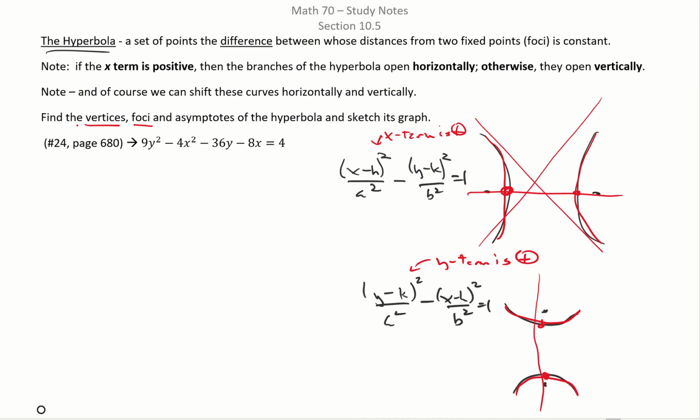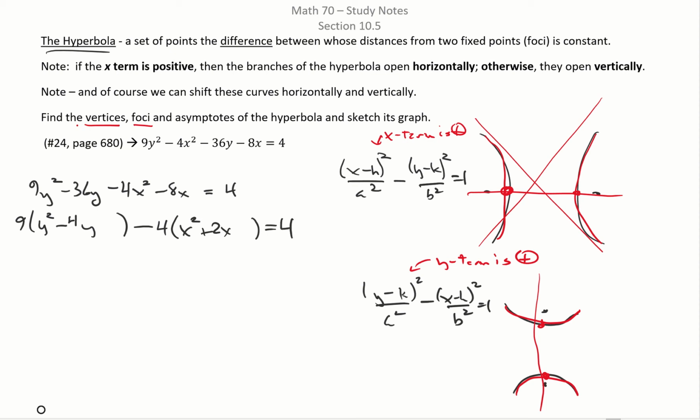Ready? Let's do it. So what we have to do in this case, again, is complete the square. We have 9y squared, I'll bring together the minus 36y, and we also have minus 4x squared minus 8x is equal to 4. We're going to factor out the 9 from the y squareds. That leaves behind minus 4y, doesn't it? I'll leave a space to complete the square. I'm going to factor out a negative 4 from the x's, so we have x squared plus 2x, leave a space, and over here still that 4.